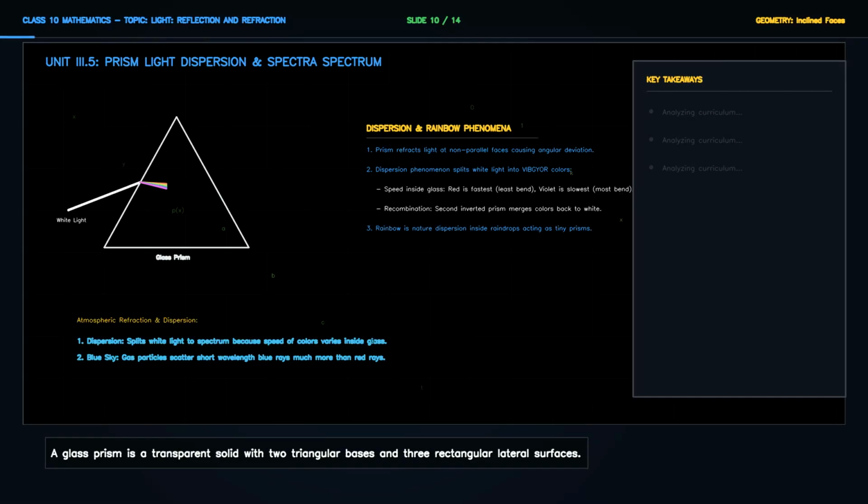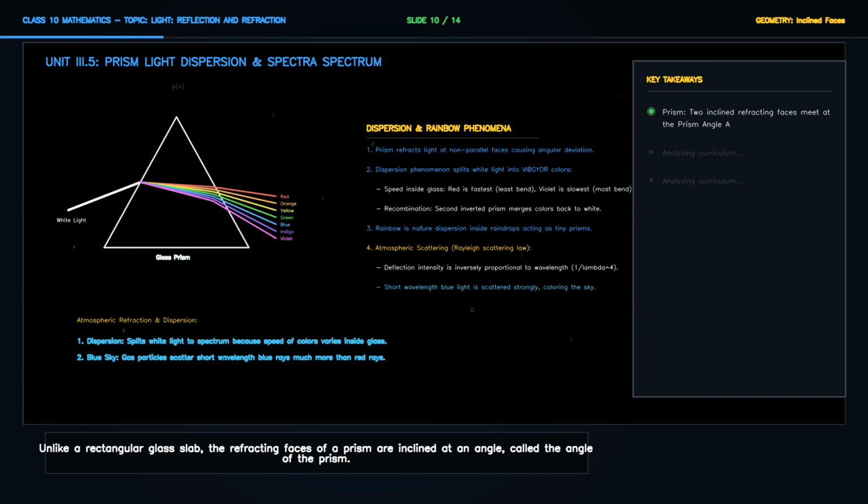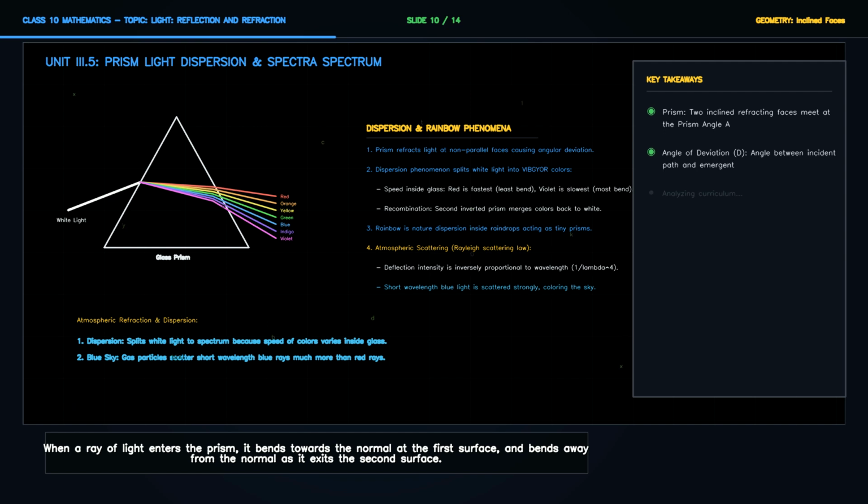A glass prism is a transparent solid with 2 triangular bases and 3 rectangular lateral surfaces. Unlike a rectangular glass slab, the refracting faces of a prism are inclined at an angle, called the angle of the prism. When a ray of light enters the prism, it bends towards the normal at the first surface and bends away from the normal as it exits the second surface.